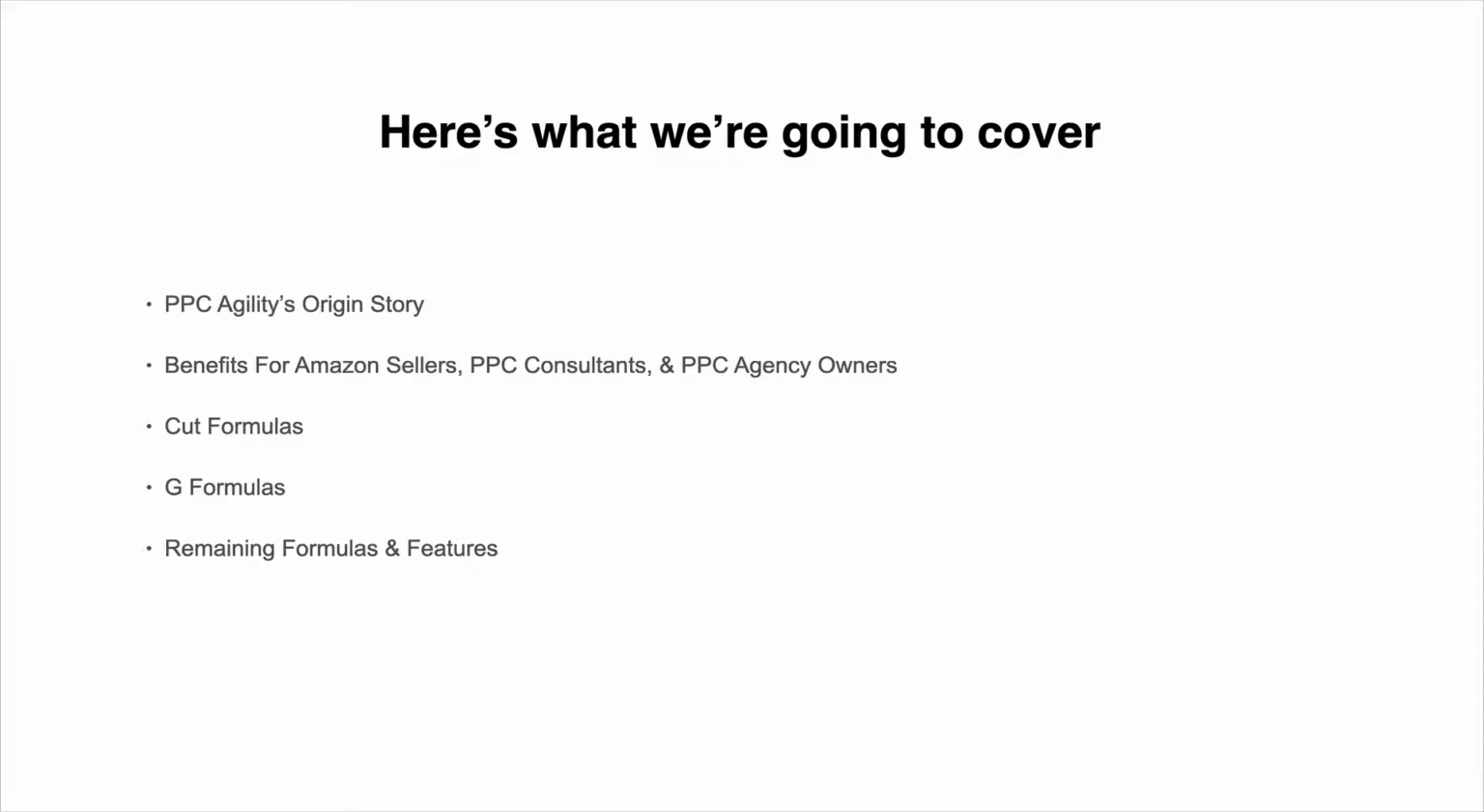So here's what we're going to cover. First, real quick, PPC Agility's origin story: why I built it and what inspired me to build it. Second, we'll cover the benefits for Amazon sellers, PPC consultants, and PPC agency owners. We'll cover the cut formulas, which are the formulas that we use to make bid optimization changes. I'll cover that in depth. I'll cover the G formula as well, and then I'll also cover the remaining formulas and features.